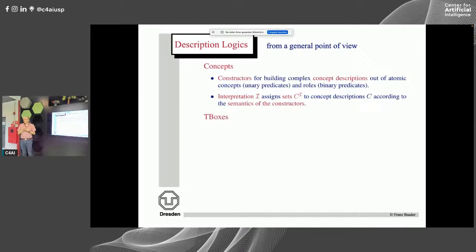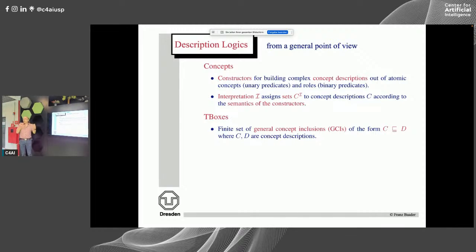And once we have the concepts, we can use them to define knowledge. But in the beginning, concepts are just descriptions of sets. That's not so useful. Now we want to do something with them. And what we do in description logics is we state inclusion relationships between concepts. So we call such inclusion relationships, this is C is contained in D. We call these general concept inclusions. Why? Because before we had not so general concept inclusions.